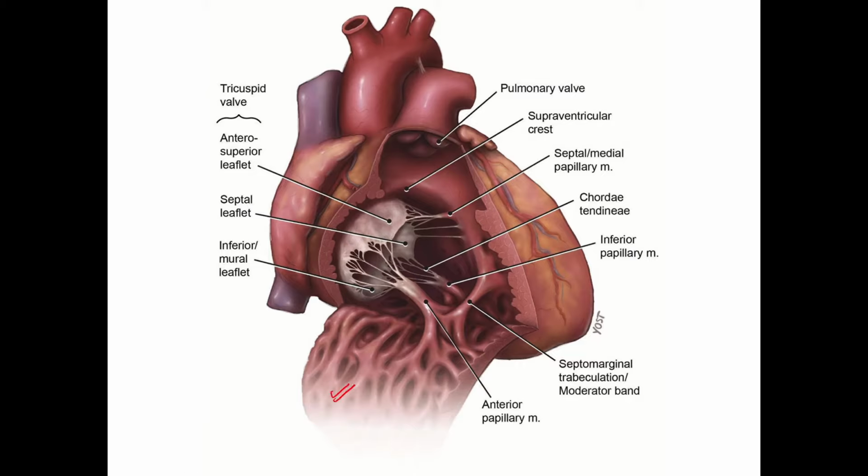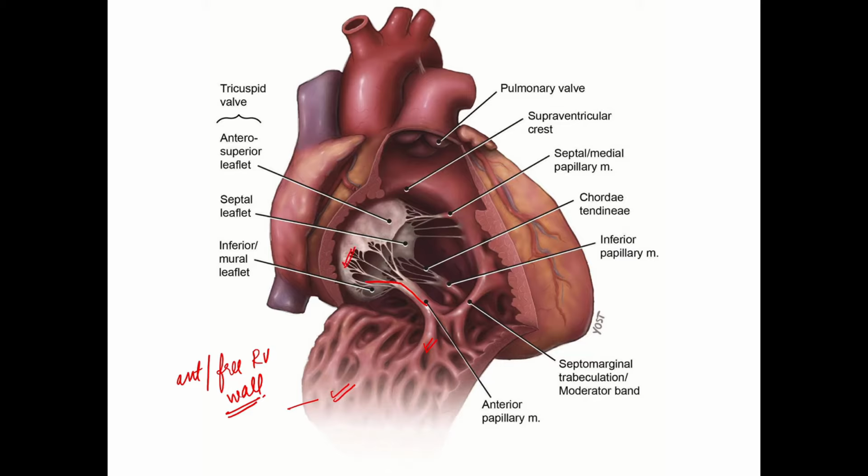I'll mention a few landmarks here before we jump onto the septum proper. This, as I've already mentioned, is the anterior or free wall of the RV, on which there is insertion of the anterior papillary muscle. The anterior papillary muscle, as you know, is attached by the chordae to the anteroseptal leaflet of the tricuspid valve.